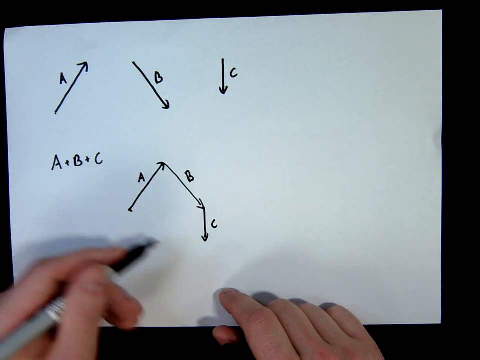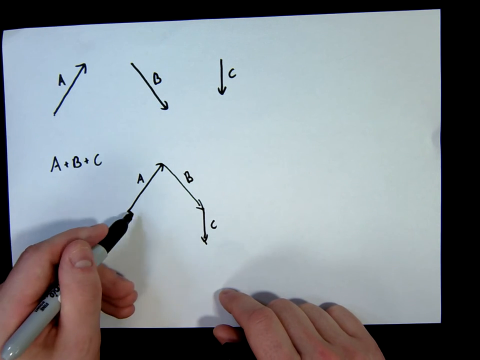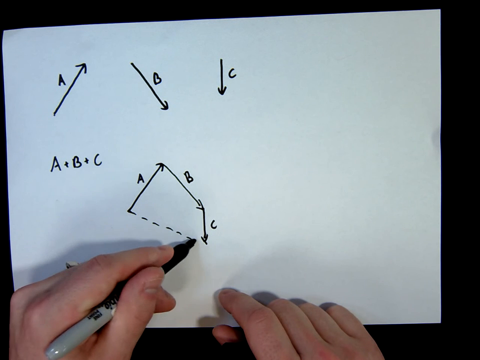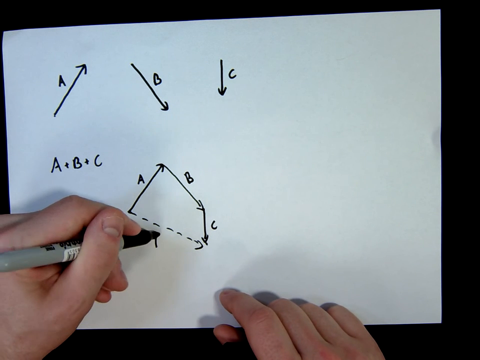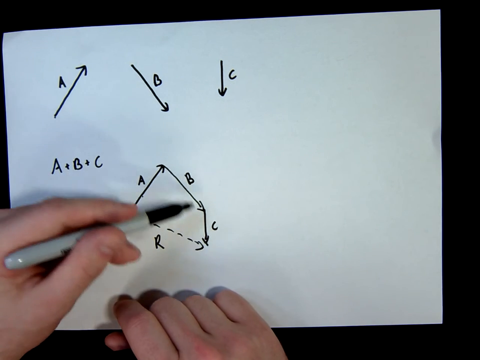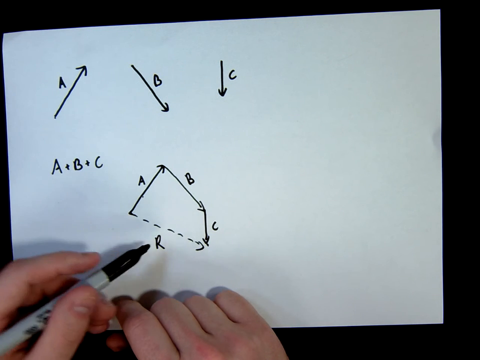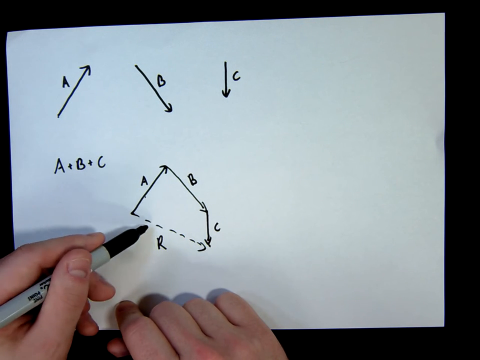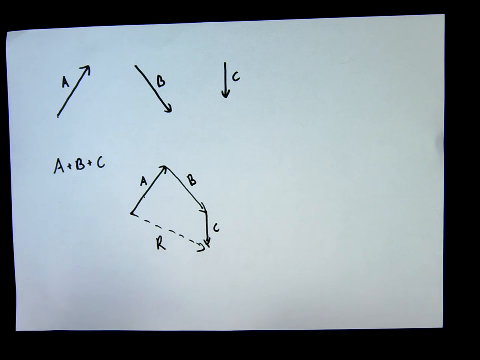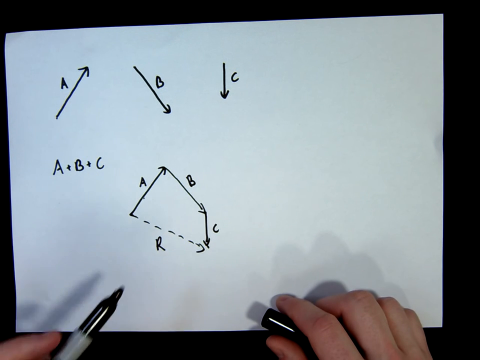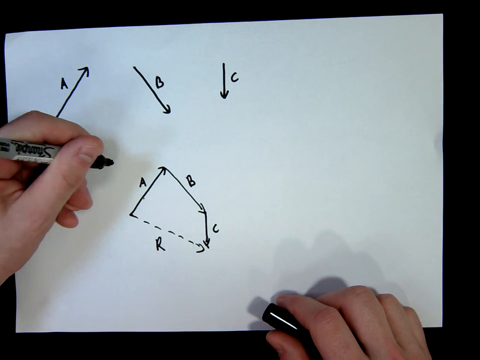From where I started to where I end, this is the direction of the resultant vector, which I'm going to call R. So when I add these three vectors up, they give me this resultant R. And of course, there'd be some angles we could calculate later. But right now, that would be my vector resultant R.